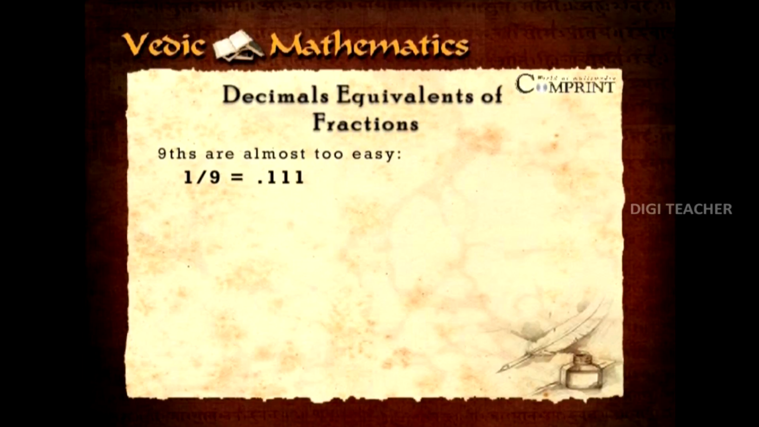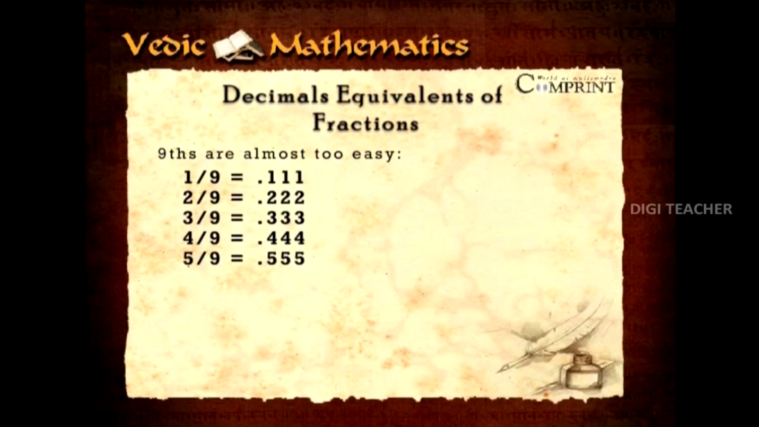1/9 equals 0.111 and so on. 2/9 equals 0.222 and so on. 3/9 similarly equals 0.33 and so on. 4/9 equals 0.444 and so on. 5/9 equals 0.555 and so on. And 6/9 equaling 0.66 and so on, 7/9 equaling 0.77 and 8/9 which is 0.88 and the like.